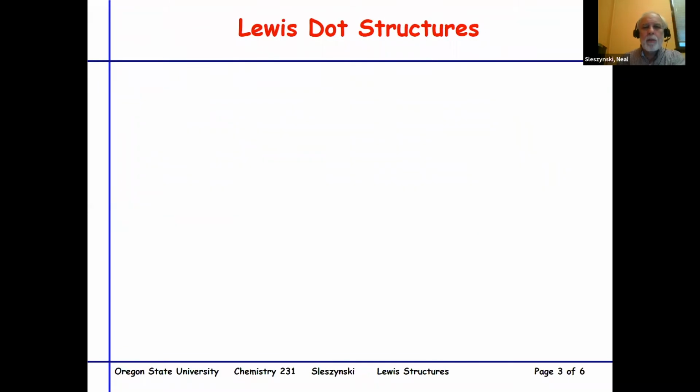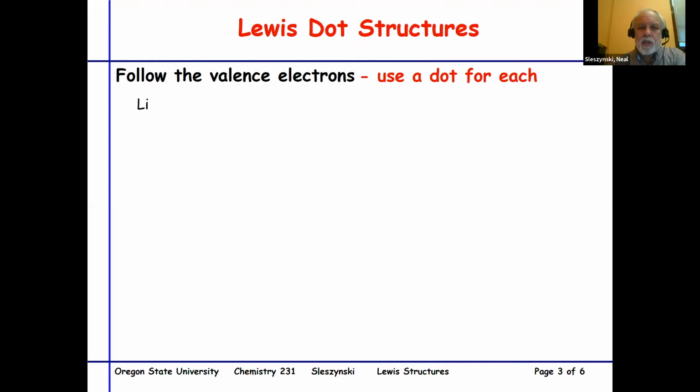All right, so let's talk about how we're going to form our Lewis dot structures. The first thing that we need to remind ourselves is we need to follow the valence electrons, and as the name suggests, we'll use a dot to represent each of the valence electrons. So lithium, for instance, which is group 1, has 1 valence electron, and we would draw lithium with a single dot. Beryllium, which is group 2, will show 2 dots, and in this case, the representation we've shown indicates that those dots are paired in the 2s orbital.